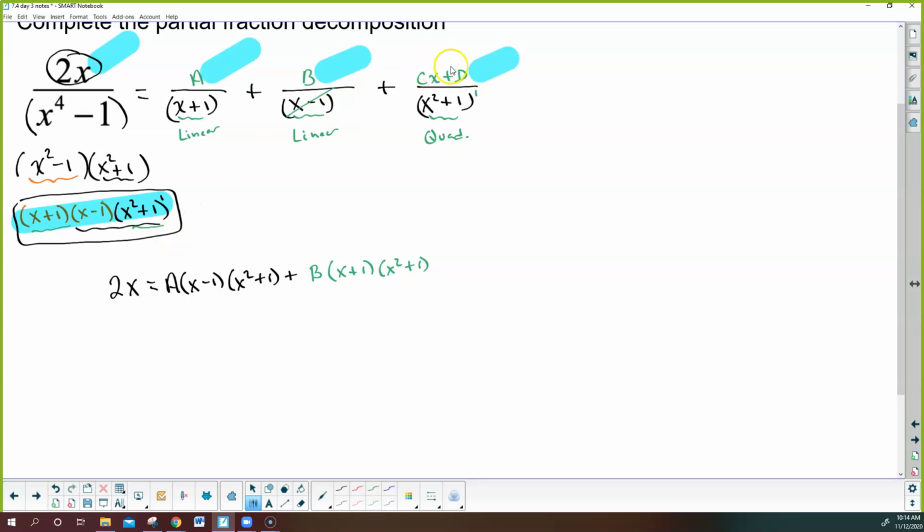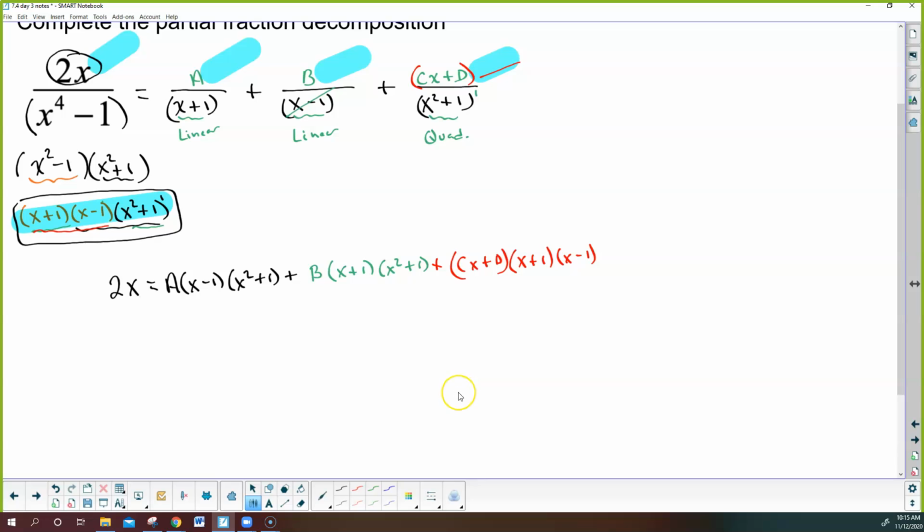All right, and then for the last one, if I wrote this whole thing up here, now keep in mind this is going to be multiplied by the cx plus d. So I'm going to put that in parentheses right away. And then what's going to reduce out is the x squared plus 1. So that's going to go away, and all that's left over is x plus 1 times x minus 1.